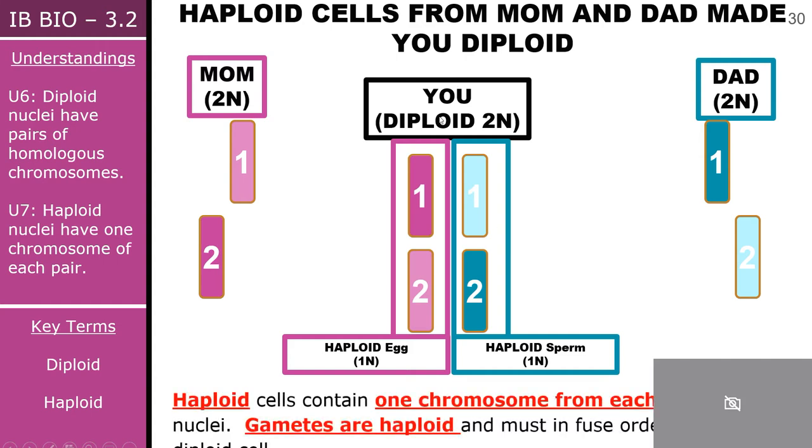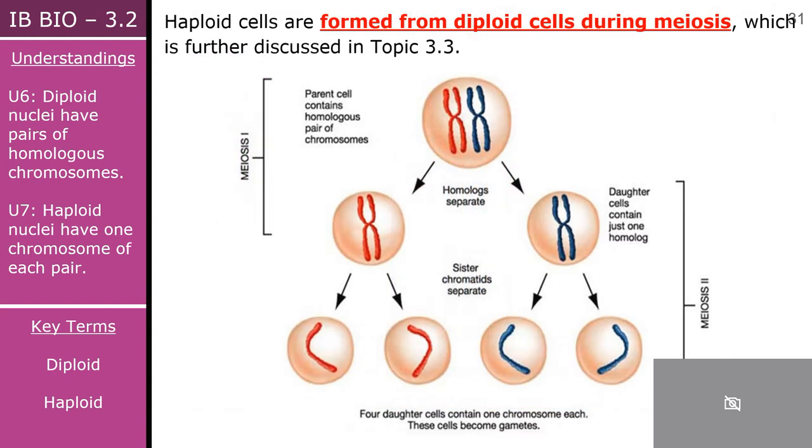So haploid cells contain one chromosome from each pair. This is going to happen for every pair of homologous chromosomes, 1 through 23. And the sex cells have special names. They're called gametes, and these gametes are haploid. So the egg in mom had only one of her two homologous chromosomes, so it was just one copy of each chromosome, and dad had only, again, one copy of each chromosome. And that is what is used to make you.